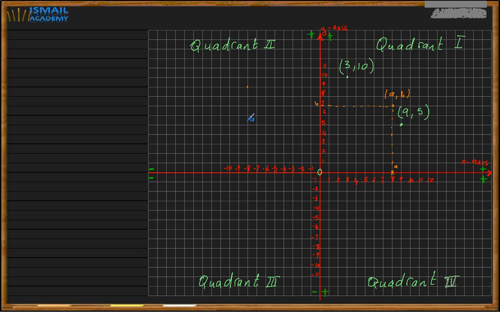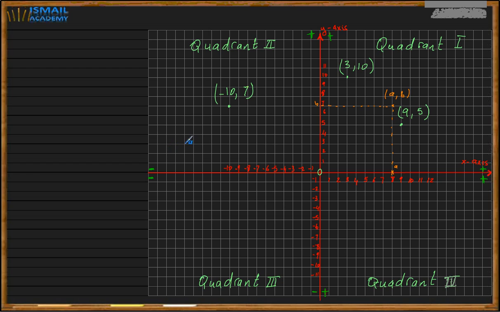For quadrant 2, the y coordinate is positive, but the x coordinate is negative. So if I pick a point here, for example, the x coordinate is minus 10, and the y coordinate is positive, 7.